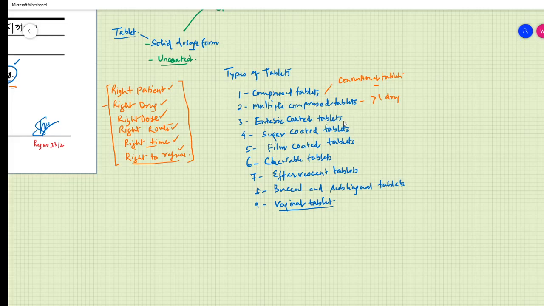Then there are enteric coated tablets. What is enteric coating? Enteric coating is the coating of tablets with polymers. What can be the examples of polymers? It can be cellulose acetate phthalate. So polymers like cellulose acetate phthalate. What is it doing? Why do we coat the tablet with a polymer?